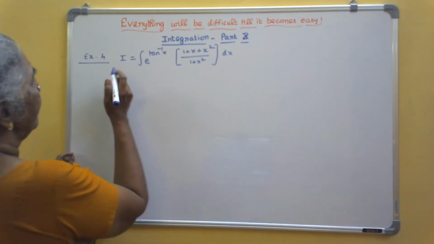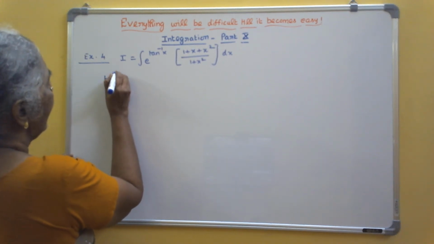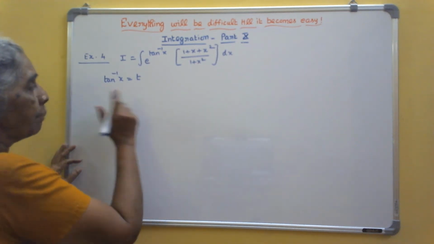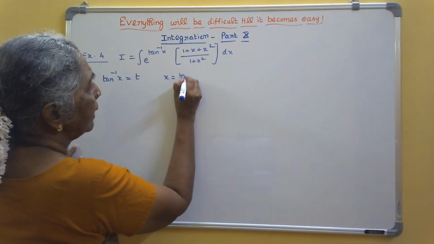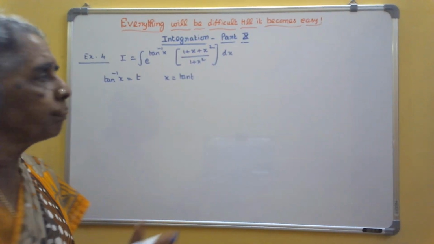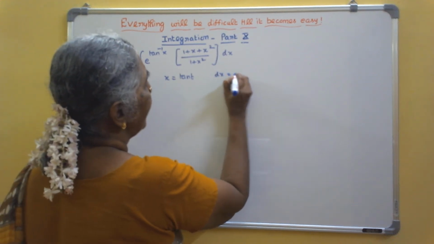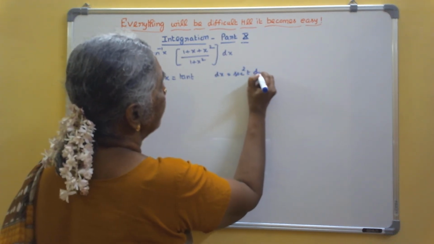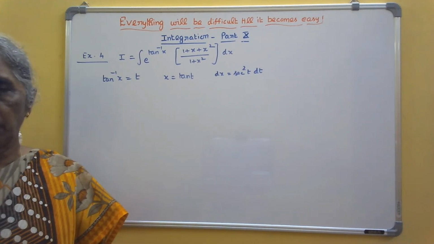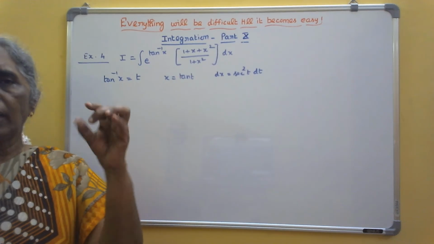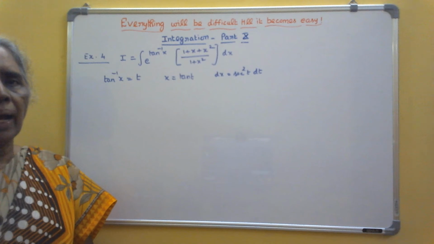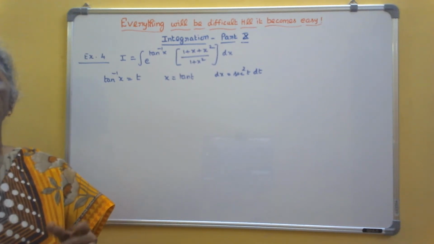Okay. So what I will do is, I will write my tan inverse x equal to t. This implies x is equal to tan t, correct? Because I have an x. So x will be equal to tan t. So naturally my dx will be equal to secant squared t dt, right? So I am substituting tan inverse x as t because I need only one variable in the e power. Then from this I got x is tan t and dx is secant squared t dt.